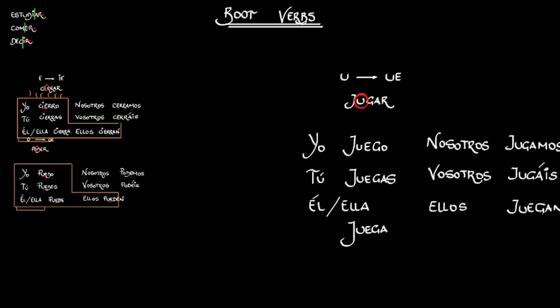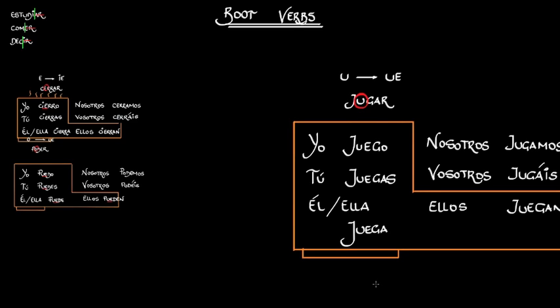By now, you should be able to determine why juego has changed, but jugamos hasn't changed. Think about it for a second. Was your answer that nosotros and vosotros are out of the boot? If that was the answer, that is correct. Only yo, tú, él and ella, and ellos will change the U to UE. Let's make the boot.